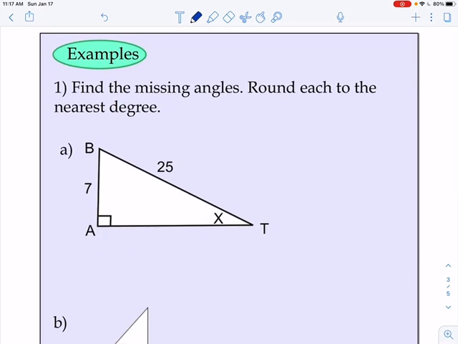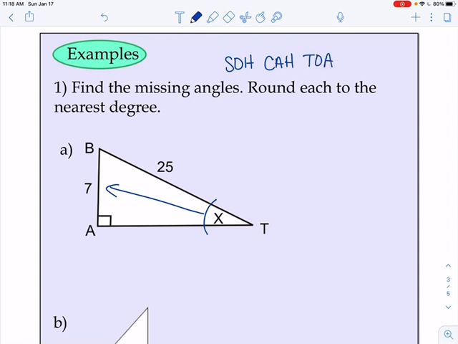Okay, so let's go right away here. We want to find the missing angles and we'll round each to the nearest degree. Okay, so again, process is still the same here. This is the angle that I have in question, and with relation to that angle, I want to know if I have the sides opposite, adjacent, hypotenuse, and again, we're going to use our good old mnemonic device here, SOHCAHTOA.